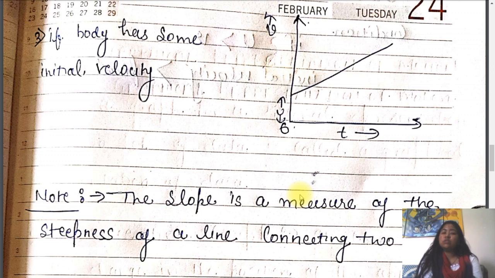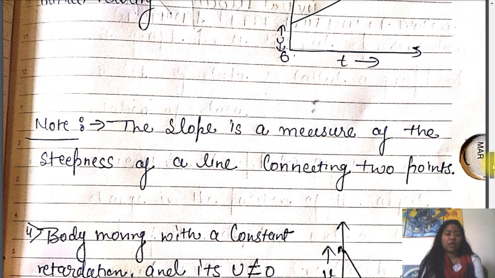How will we define the slope? Slope is a mathematical term which is sometimes used in physics. Slope is a measure of the steepness of the line connecting two points. That measure of the steepness of a line connecting two points is defined as the slope in mathematical language.